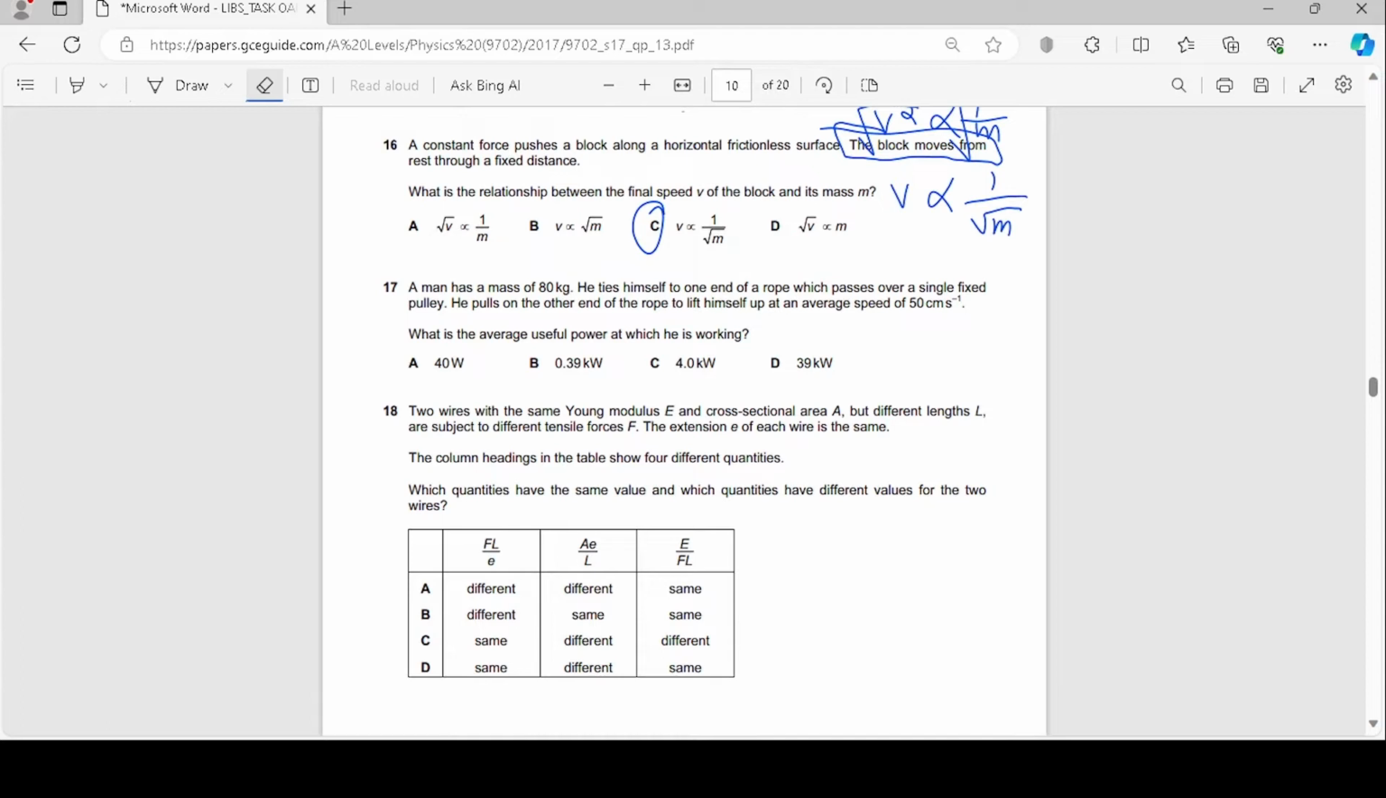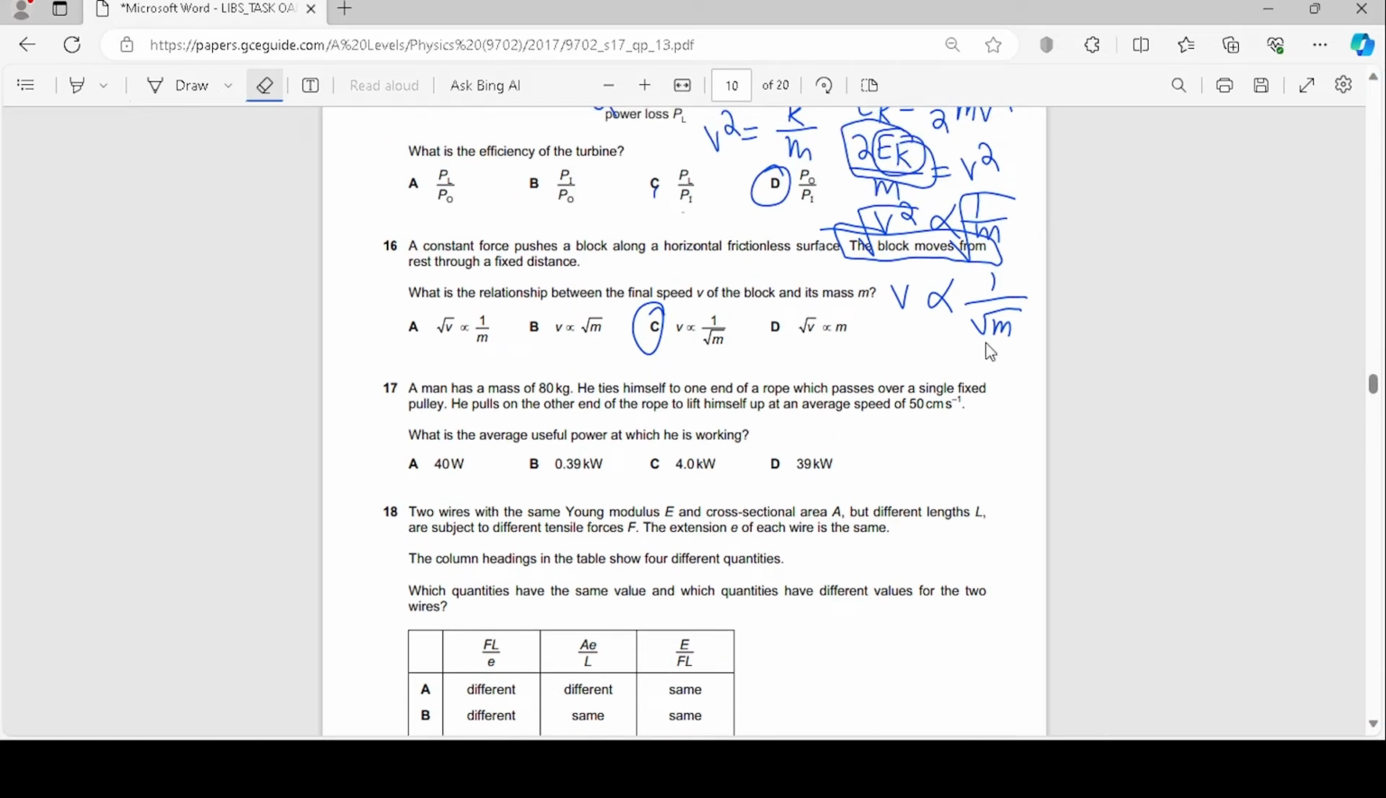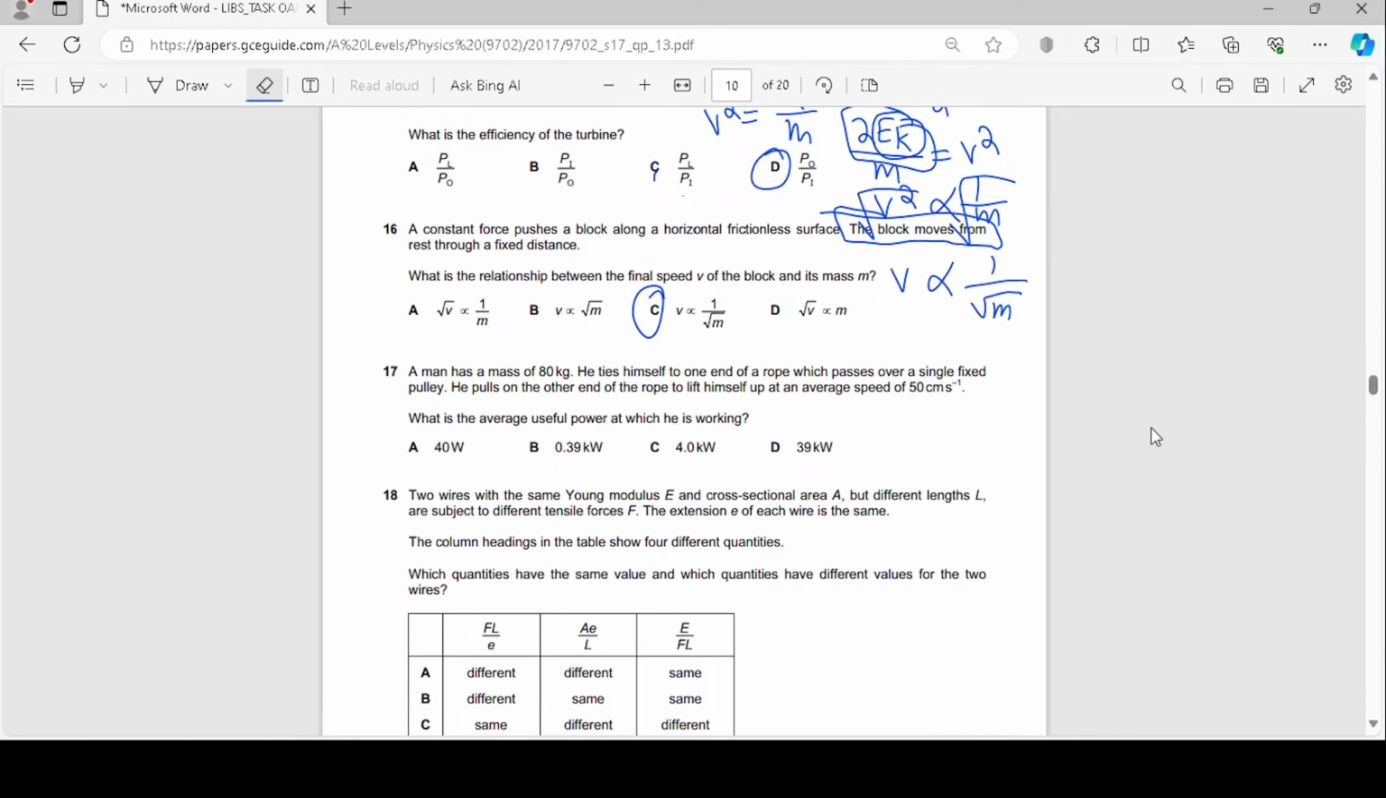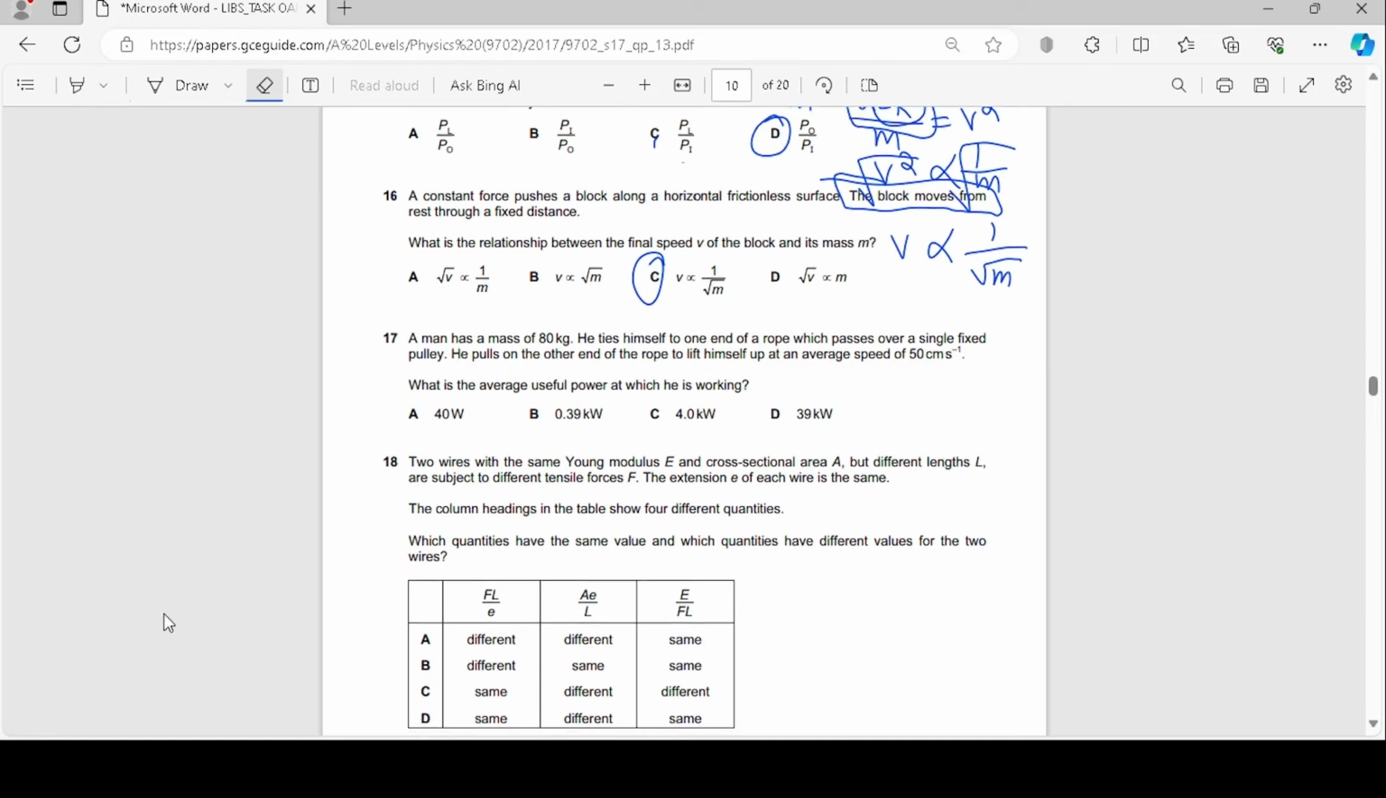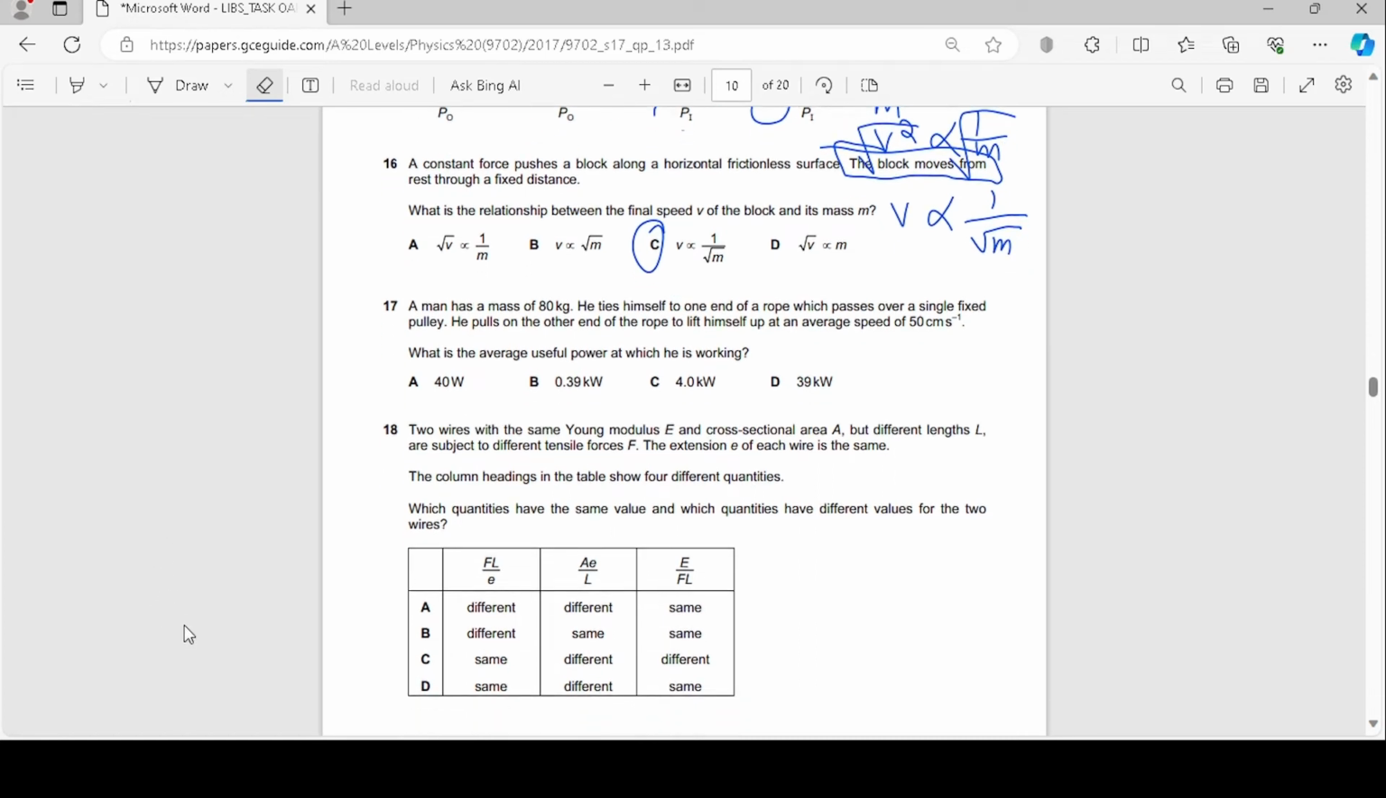Anyways, question number 17. At least we got the correct answer, and I'm pretty sure we do have to use this equation. Anyways, a man has a mass of 80 kilograms. He ties himself to one end of a rope, which passes over a single fixed pulley. He pulls on the other end of the rope to lift himself up at an average speed of 50 centimeters per second. So what is the useful power at which he is working?